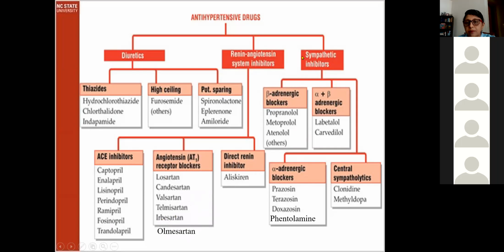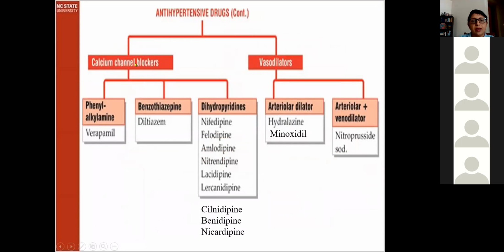Then now sympathetic inhibitors: beta blockers, alpha plus beta blockers, alpha blockers, and central sympatholytics. Beta blockers you have already studied: propranolol, metoprolol, atenolol, etc. Alpha plus beta: labetalol, carvedilol. Plain alpha-adrenergic blockers, like alpha-1: prazosin, terazosin, doxazosin, and alpha-1 plus alpha-2: phentolamine. Central sympatholytics like clonidine and methyldopa. Then you will see the next slide also. It's not completed. Now calcium channel blockers are there, and vasodilators.